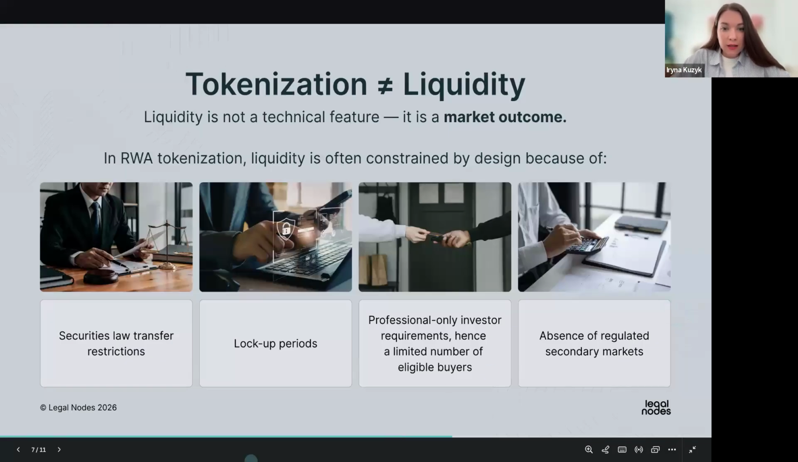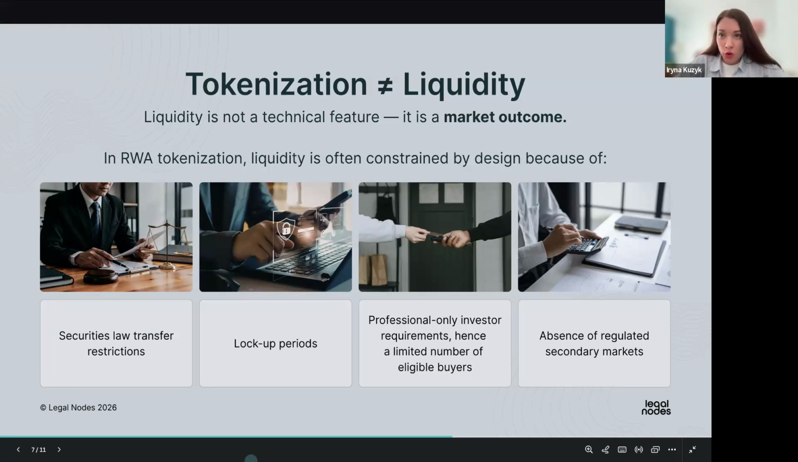And the next misconception we often hear is that tokenization offers improved liquidity versus traditional financial instruments. But in practice, tokenization does not automatically create liquidity. Putting an asset on chain does not mean it can suddenly be traded freely or at scale. Liquidity is not a technical feature, it is a market outcome.